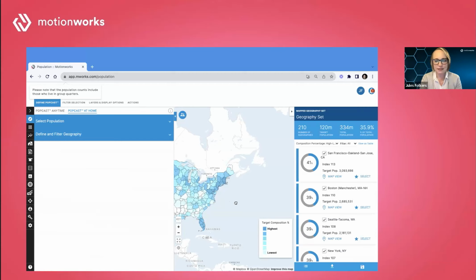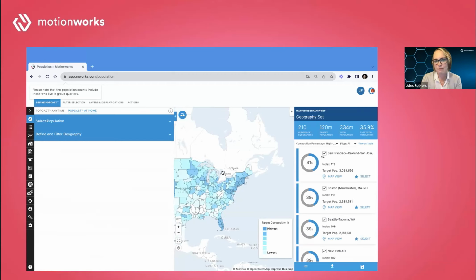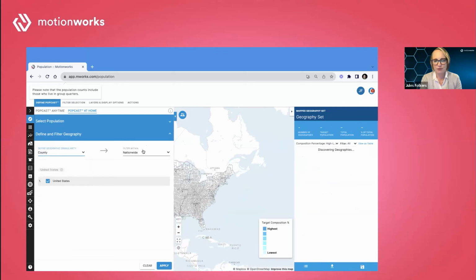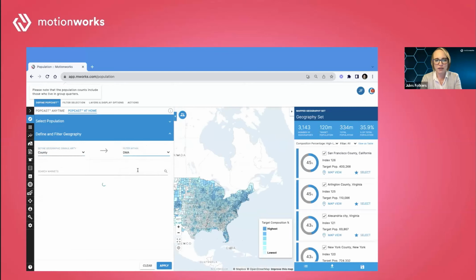I instantly see some of the shading of the heat map indicating where people are most likely to demonstrate that behavior by geography. And I'm going to filter down further. Let's look at, we can go to the county level to start with. And I'm going to drill down even further in just a moment. Let's just go back to our favorite New York market.